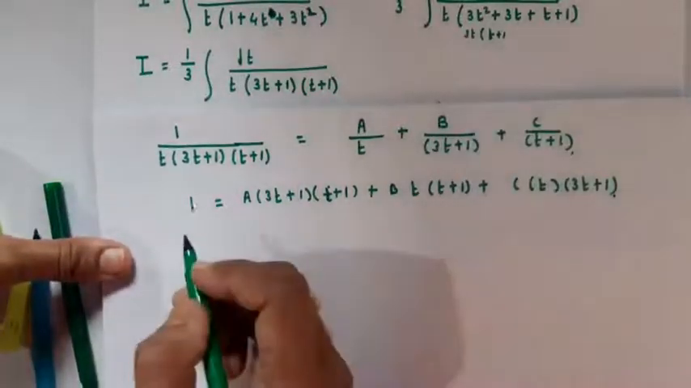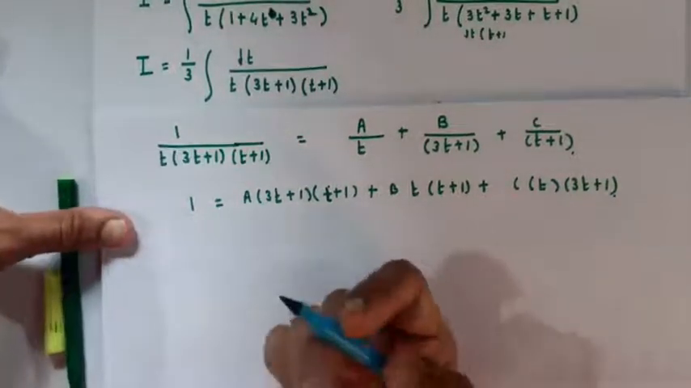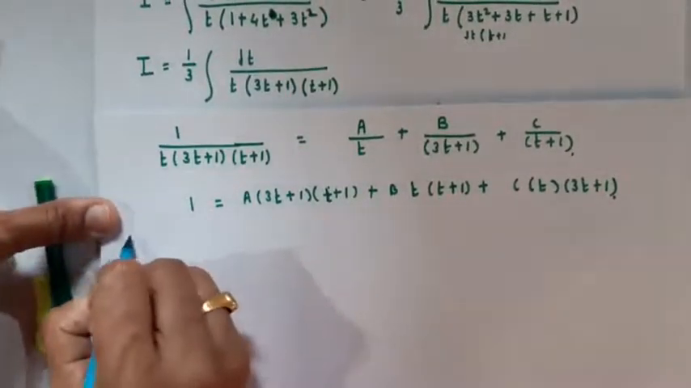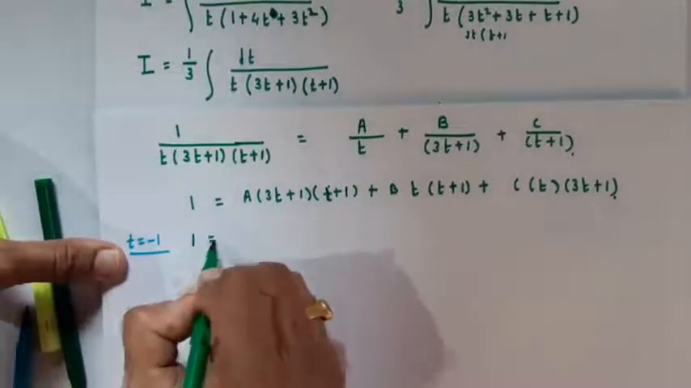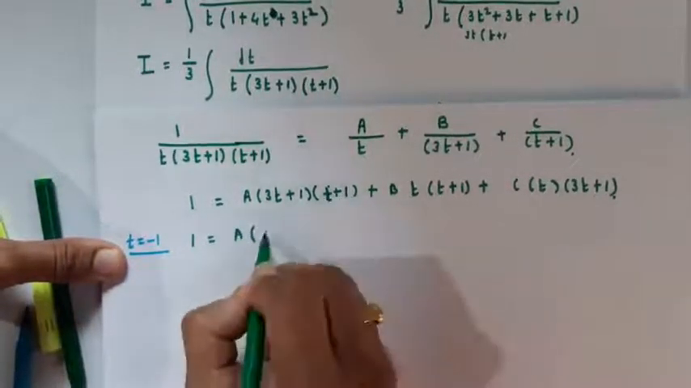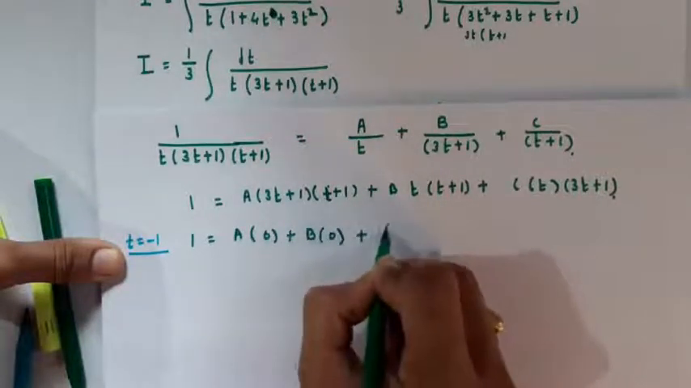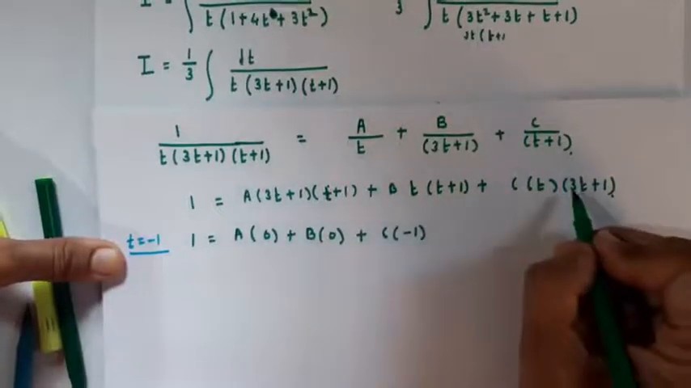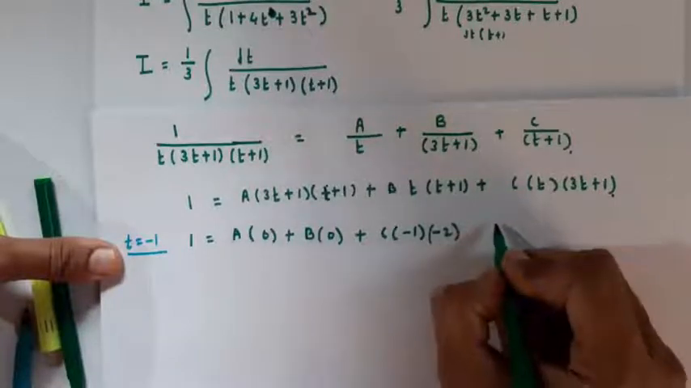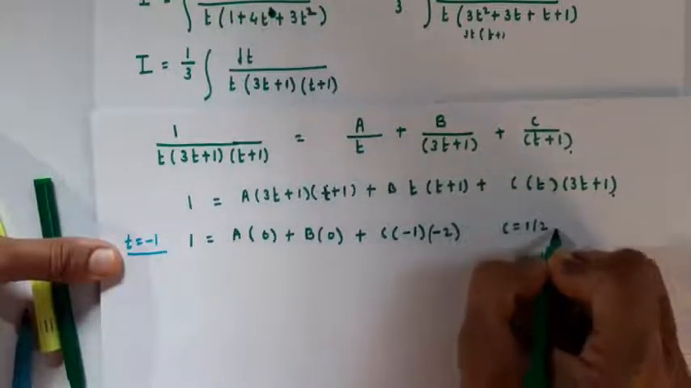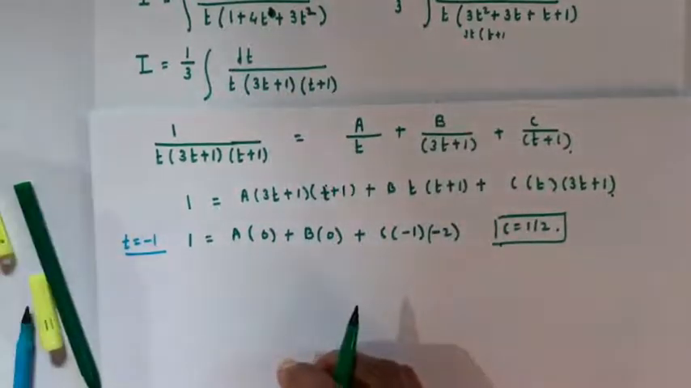Now for different values of t, we will get the values of a, b, c. So now put t equal to minus 1. At t equal to minus 1, 1 equals a into 0, plus b into 0, plus c into minus 1 into minus 3 plus 1, that is minus 2 times minus 1, and therefore the value of c equals 1 by 2.